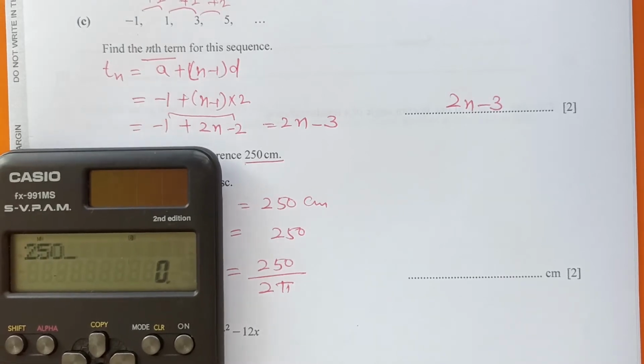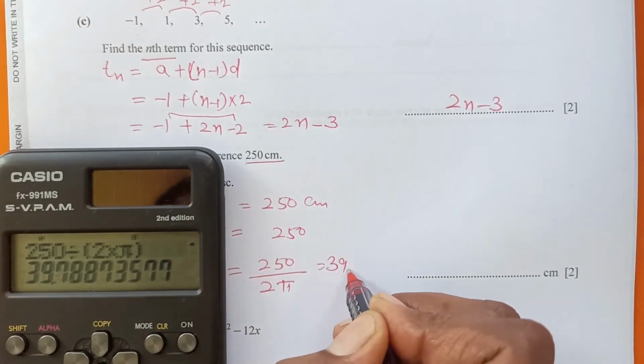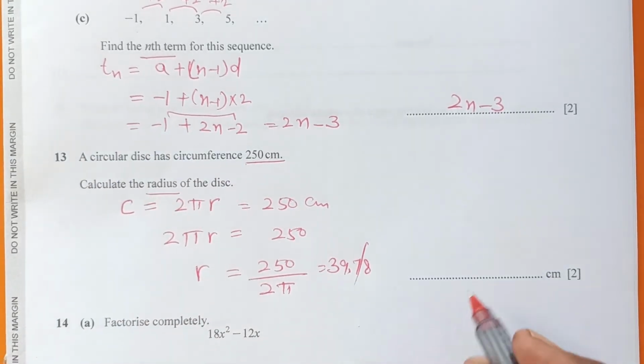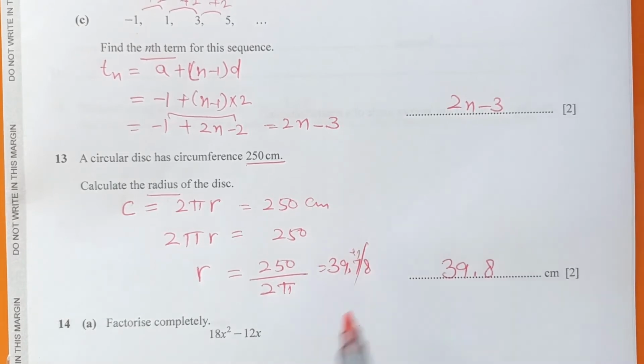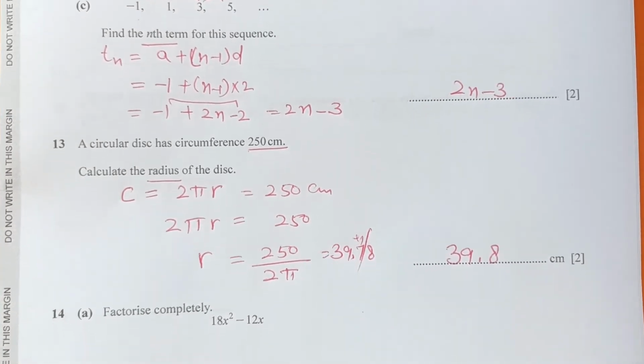250 divided by 2 times pi is 39.78. We can write this in 3 significant figures. It's 39.8, so 1 is added here because this is 5 or more than 5, right?